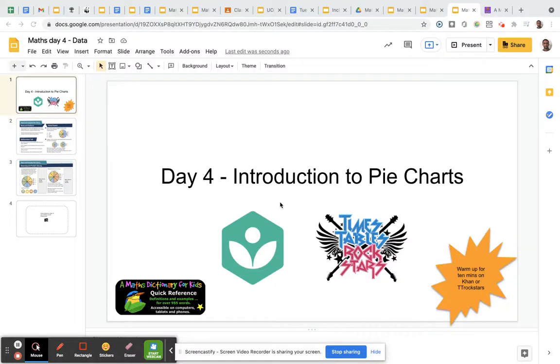Good morning, everybody. It is day 4 of our data unit for home-based learning. So we have been looking at line graphs to this point, and now we're going to branch off slightly and have a look at pie charts.